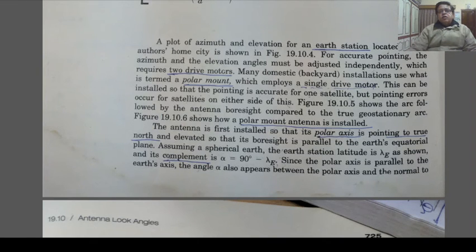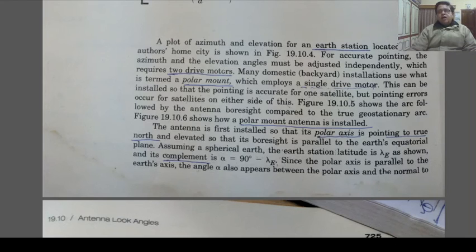The antenna is first installed so that its polar axis is pointing to true north. First of all, the antenna is installed with its polar axis pointing to true north and elevated, so its boresight is parallel to the Earth's equatorial plane. There are two conditions: polar axis pointing to true north and boresight parallel to the Earth's equatorial plane.